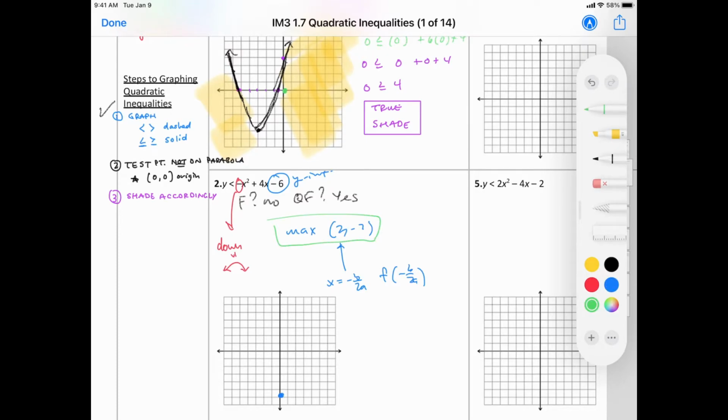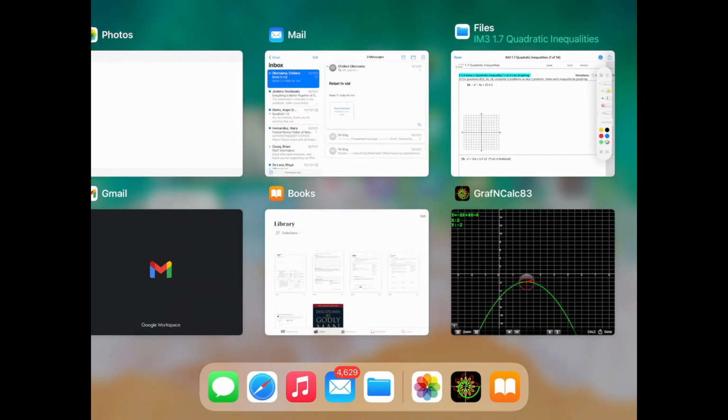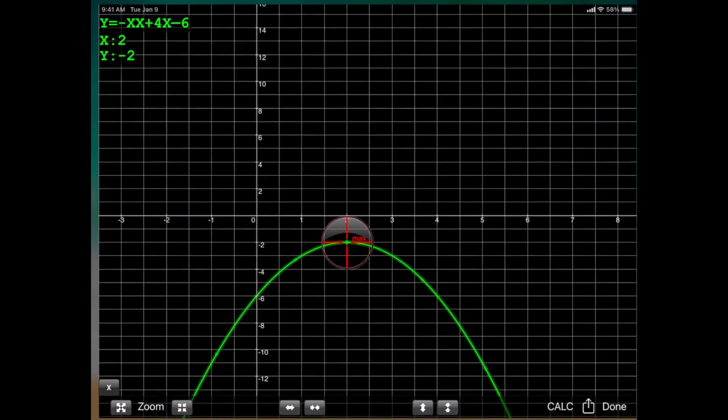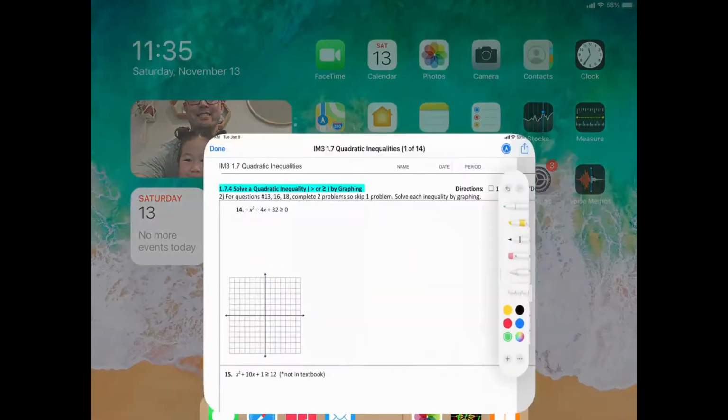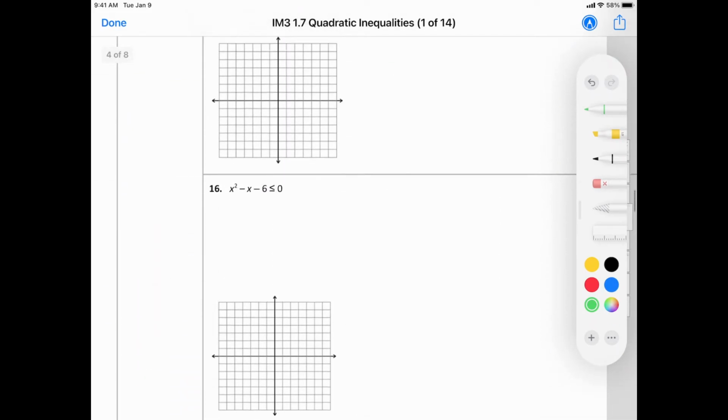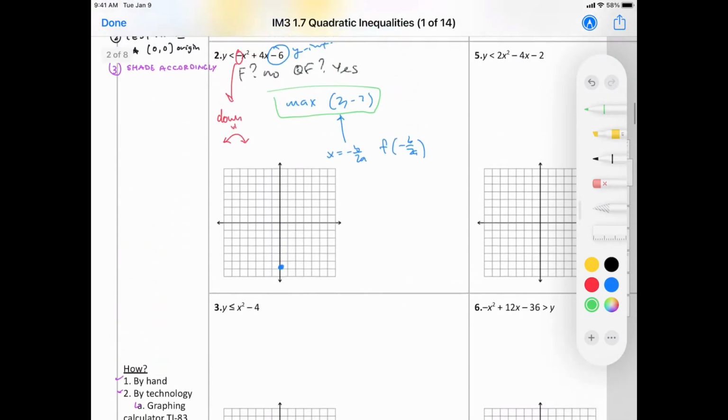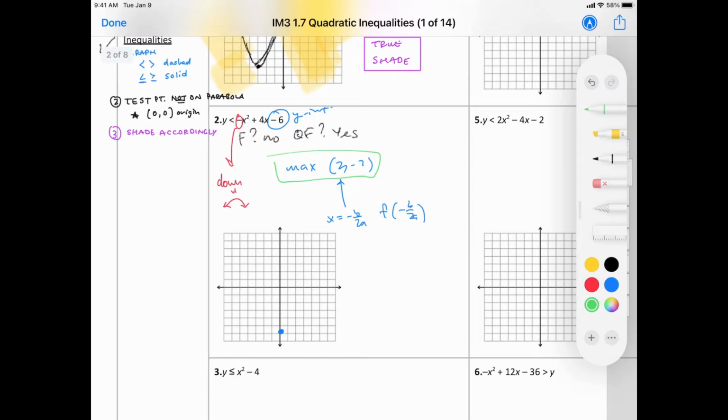Let's change colors. Can I not read? It was 2, -2. That's what it said. I can't read 2, -2. Sometimes, not all the time. Okay, right 2, down 2. And then our parabola is going to look something like this.